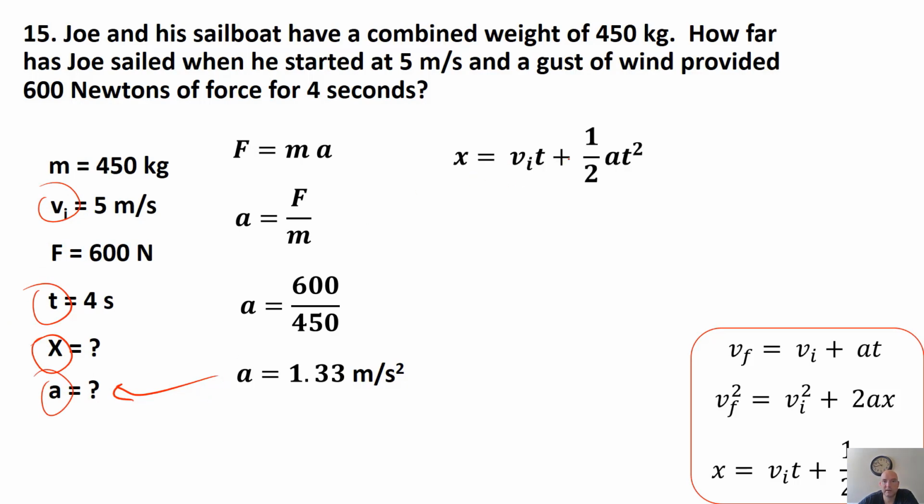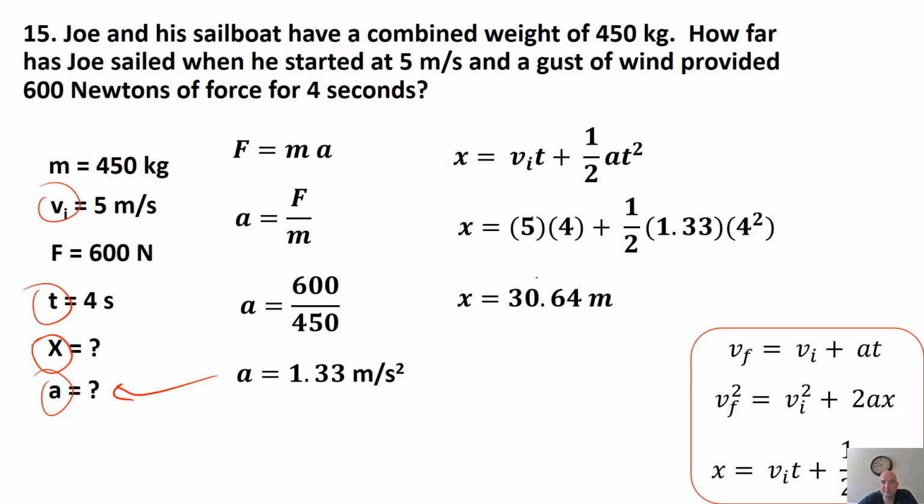And so we have X equals VIT plus 1/2 AT squared. So this has all of our information that we have circled over here. All these things are in here, so I can go ahead and use this right here. So I plug in my values, and when you solve all this, you get 30.64 meters. So this is how far Joe would have sailed in this sailboat after that gust of wind hit.